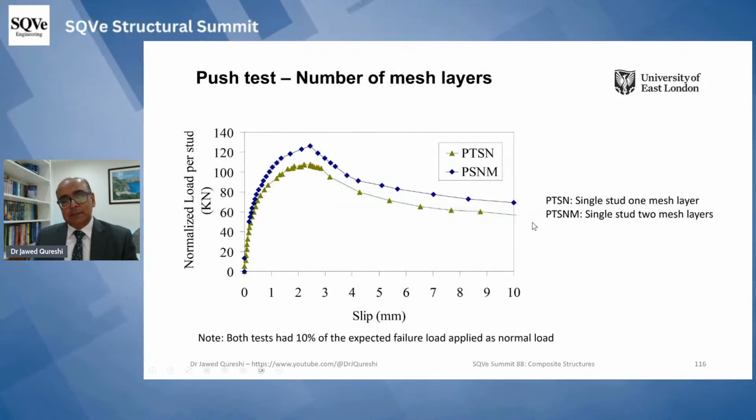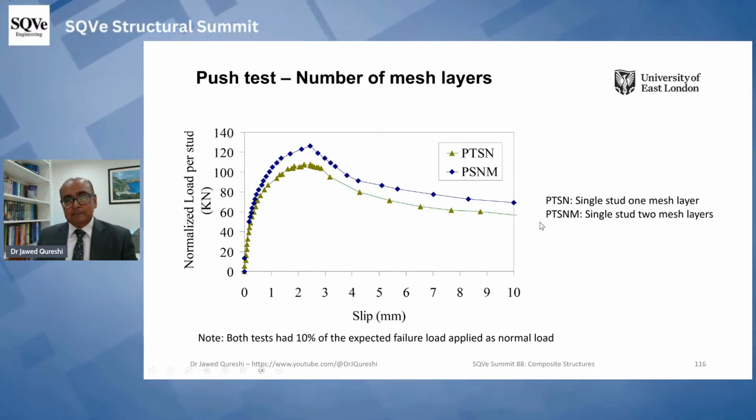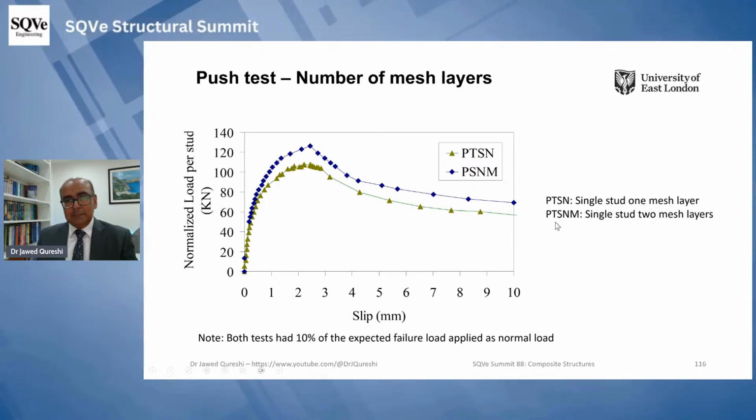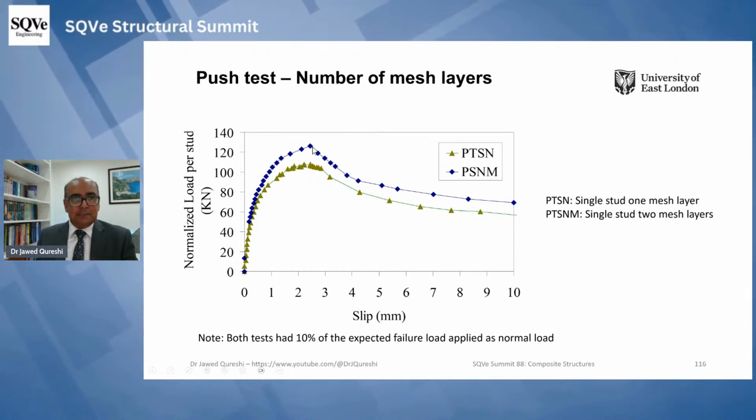I think after we conducted this testing, the Steel Construction Institute in the UK produced separate guidelines for the number of mesh layers. This is the testing for single stud and one mesh layer, and this one is single stud, two mesh layers. So you can see that with two mesh layers, the stud capacity is a bit higher.